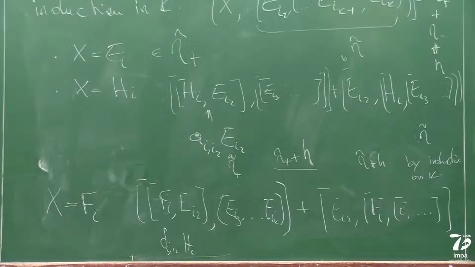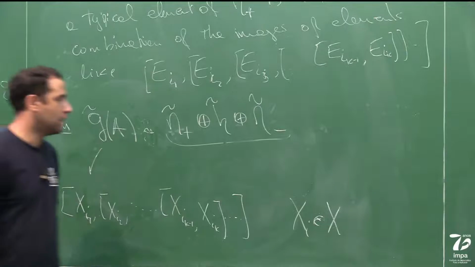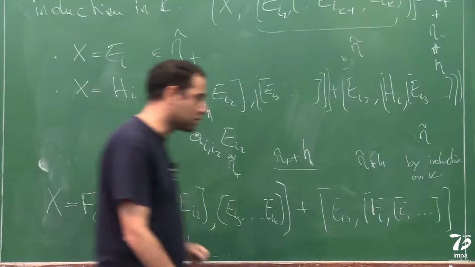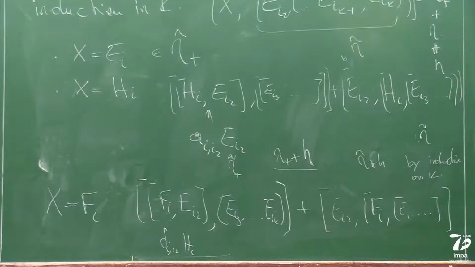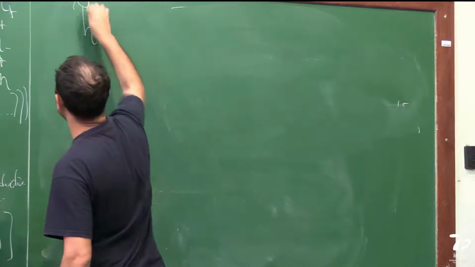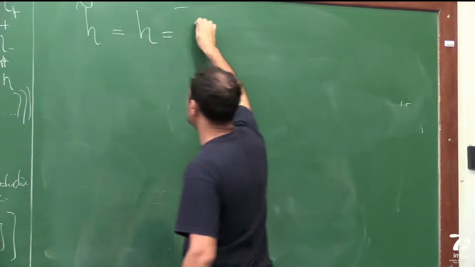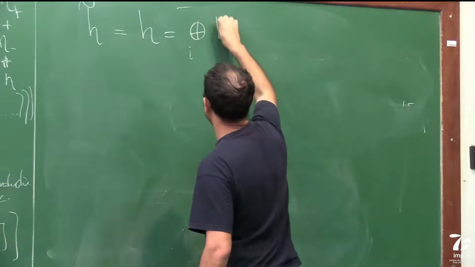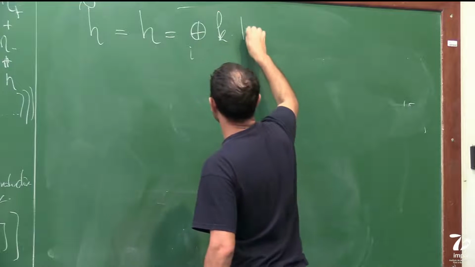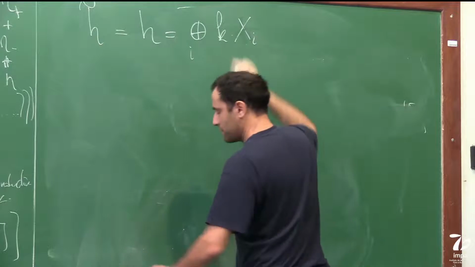So we know that this G tilde is a sum. Now I need to check that this sum is actually a direct sum. Okay? And to check that this sum is a direct sum, I'm going to write a decomposition of G tilde of A as eigenspaces for an operator. So I'll prove two things. So first of all, notice that H tilde is equal to H, which is just the direct sum over I of your base field, K, times Xi. Times Hi.